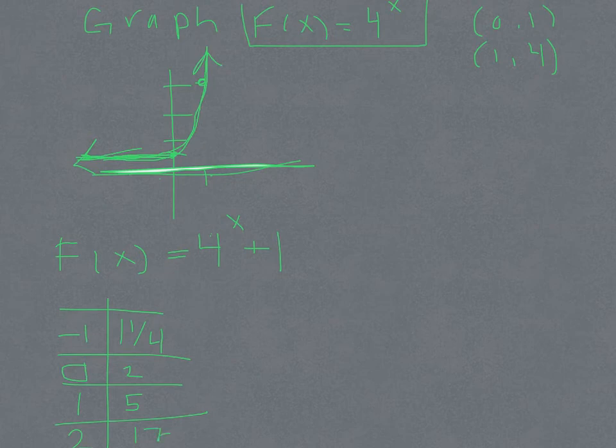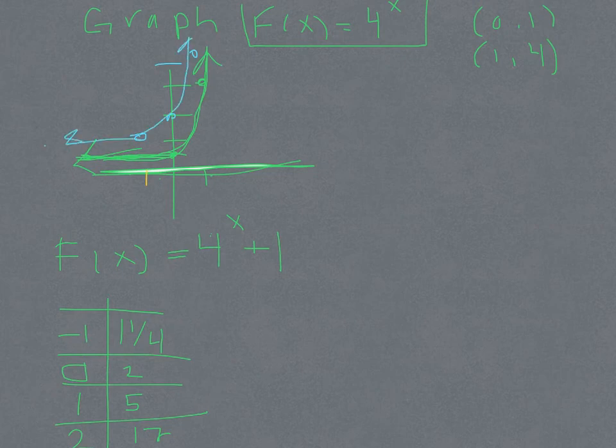I'm actually going to graph this point on the same graph I did up here. So if I have -1, -1 goes through 1 and 1/4, so that will be about right there. Then I have the point (0, 2), about right there. Then we have the point (1, 5), that's up there. And I can't really graph the point (2, 17), it's way too high, so I'm just going to stick with this.